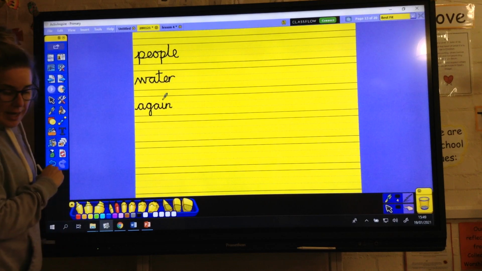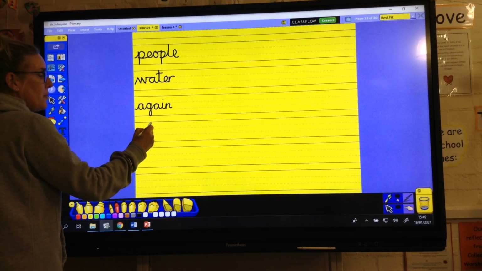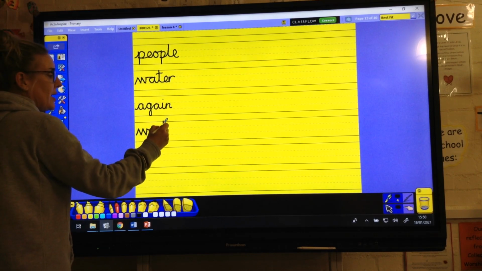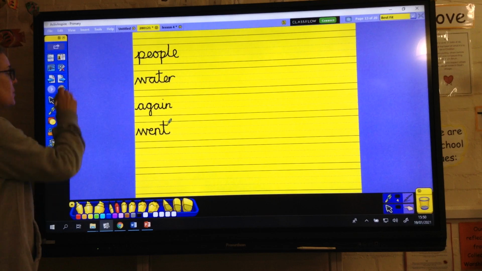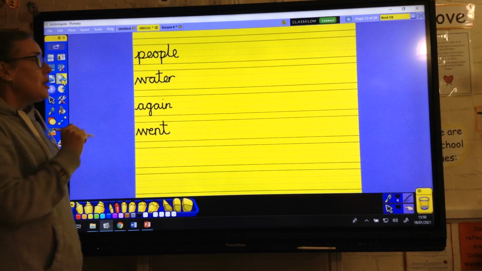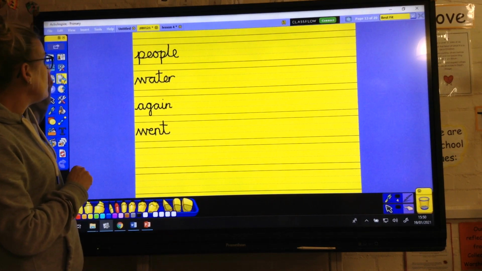Then we've got the word again. A-G-A-I-N, again, and then we've got the word went. Up, down, up, straight off into that E, up and down for the N, and into our tall T. We haven't got a comprehension activity today because we are going to go straight into our science this afternoon.